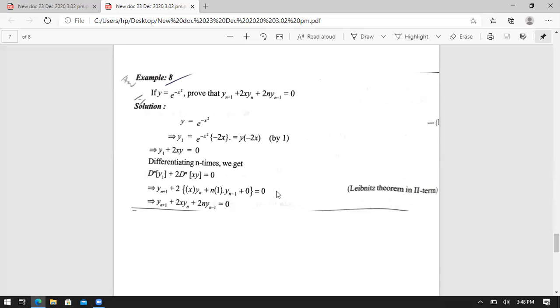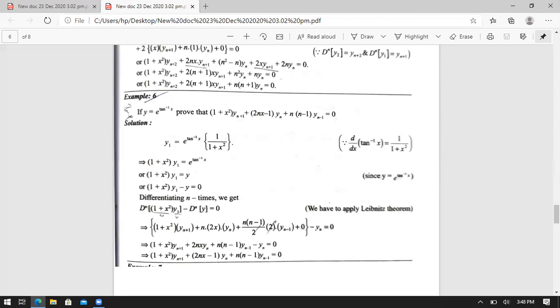Again differentiate n times. Differentiating n times means the differentiation of y1 plus 2, the constant taken outside, then d to the power of n of xy equal to 0. Here 2 functions are there. Apply the Leibniz theorem. Here the second term is x and y. That's why you apply here. X is the first function, y is the second function. Okay. You try this one.